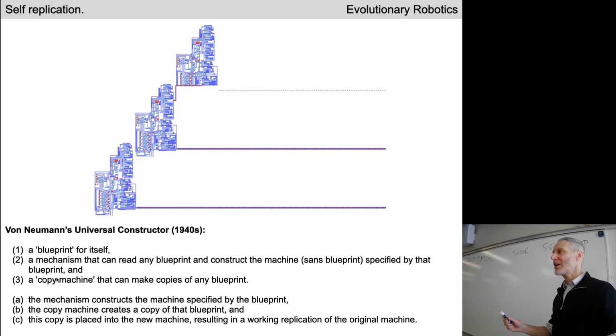This idea of a machine that has a blueprint inside itself, and that part of this machine has the ability to copy the blueprint into the new machine, that should sound kind of familiar. What is that? What is this idea? Where have you heard this before? A genome that's made up of genes, which are made up of DNA. When was DNA discovered?